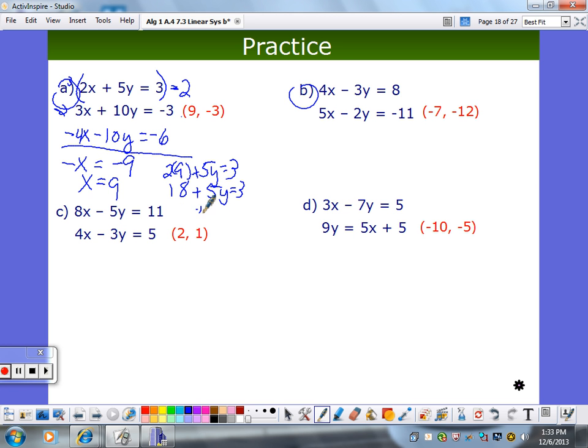Subtract 18. What do I get? Negative 15? So y equals negative 3. So that's where these came from. I did plug them back in.